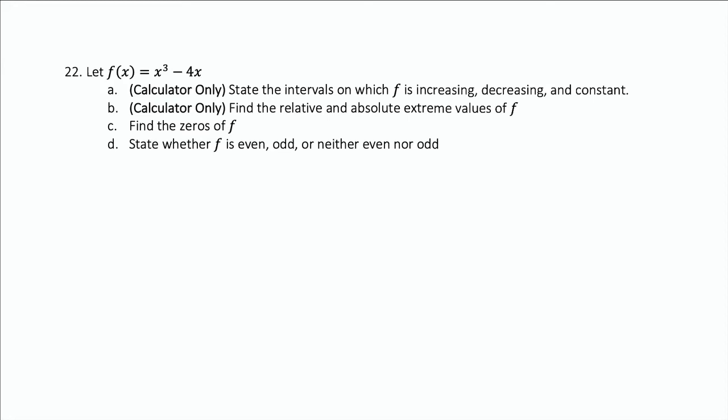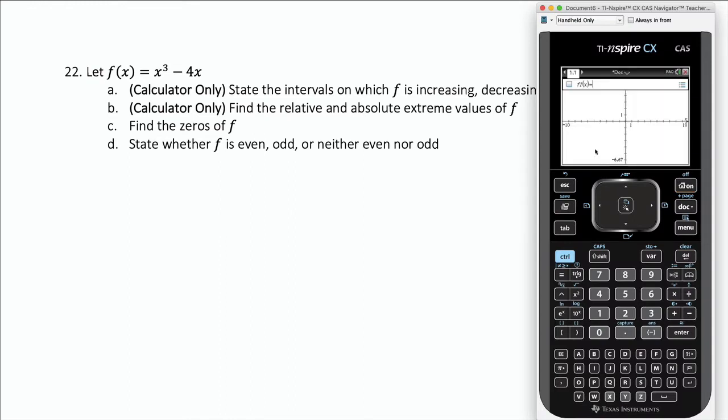Here we have this x cubed minus 4x function, and this is probably not super obvious how to graph this, all right? So to find all these different properties, we're going to need to use our calculator. So let's go ahead and add a graph to our calculator. We've got x, not squared, x cubed, and then minus 4x, and enter. So there's our graph for our function.